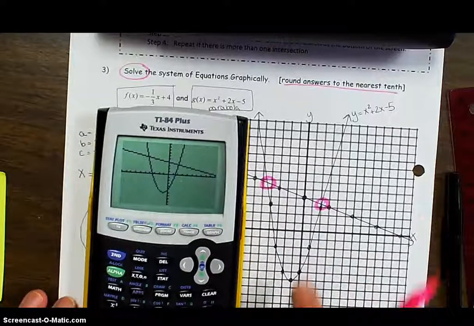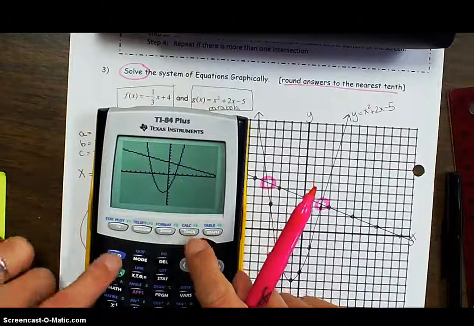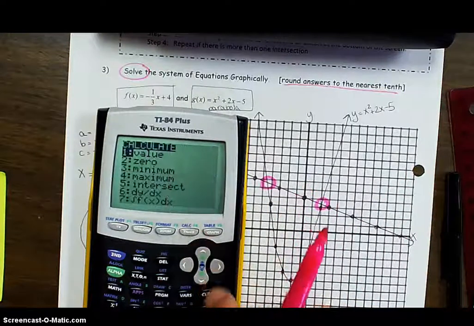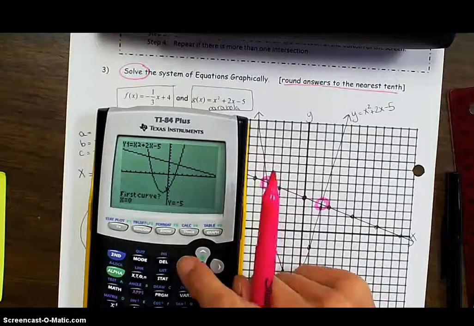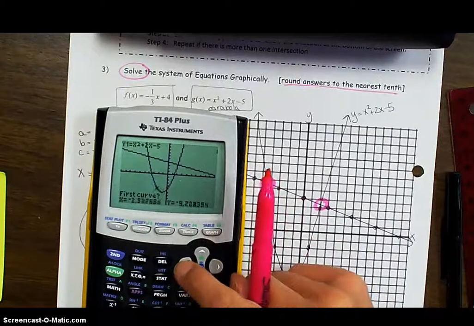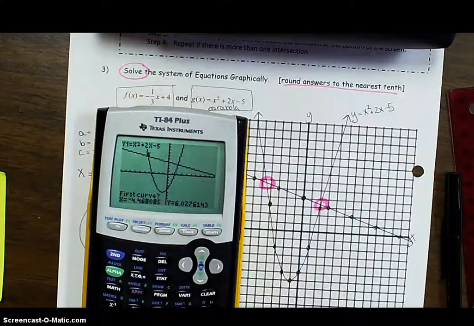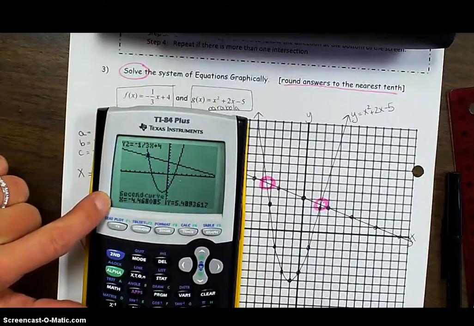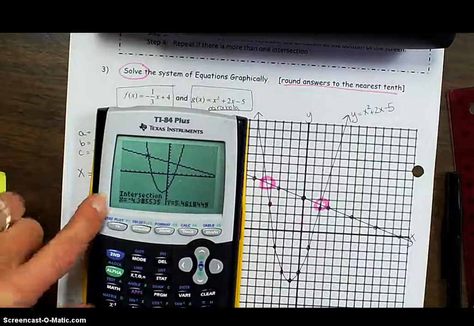So now we need to calculate those intersections. So calculate is above the trace button, so I'm going to hit second, trace. Okay, I need the intersection, which is 5. Now I'm going to take my blinking dot all the way over to one of the points. Okay, and then I'm going to follow the directions, but since I'm right there, I'm just going to hit enter until it says the word intersect. And there we go, intersection.